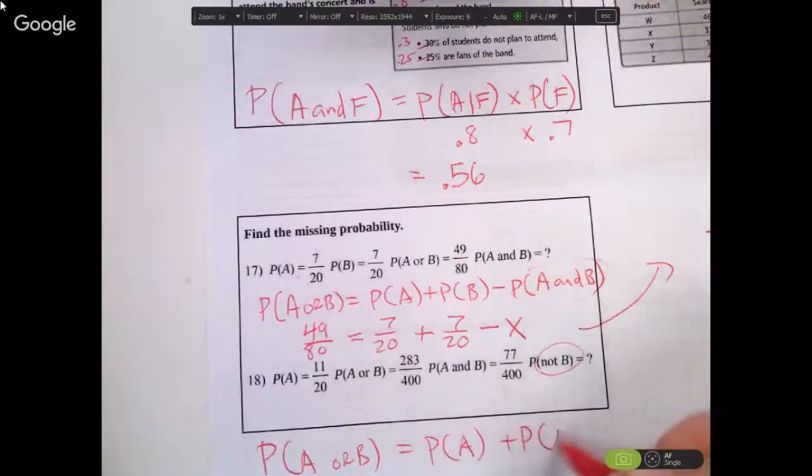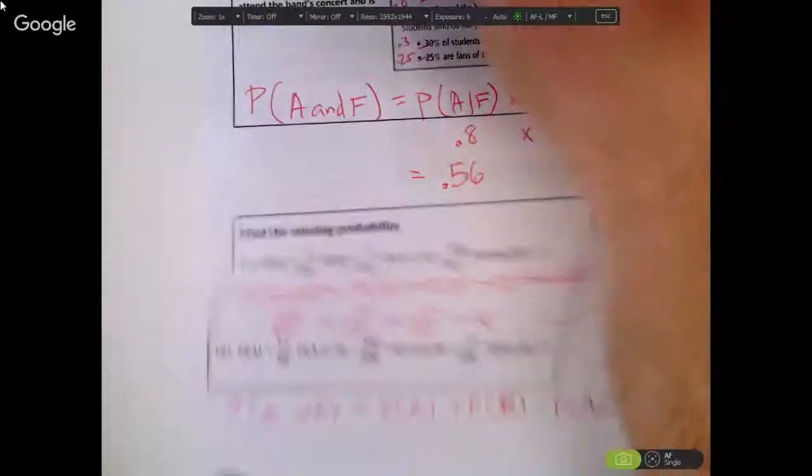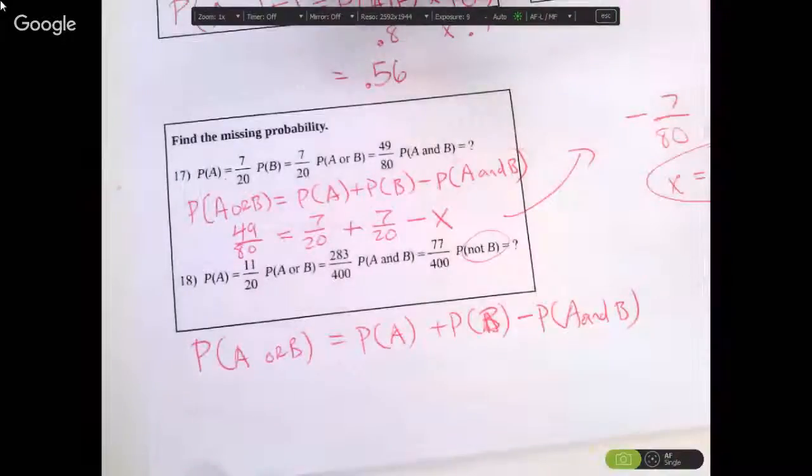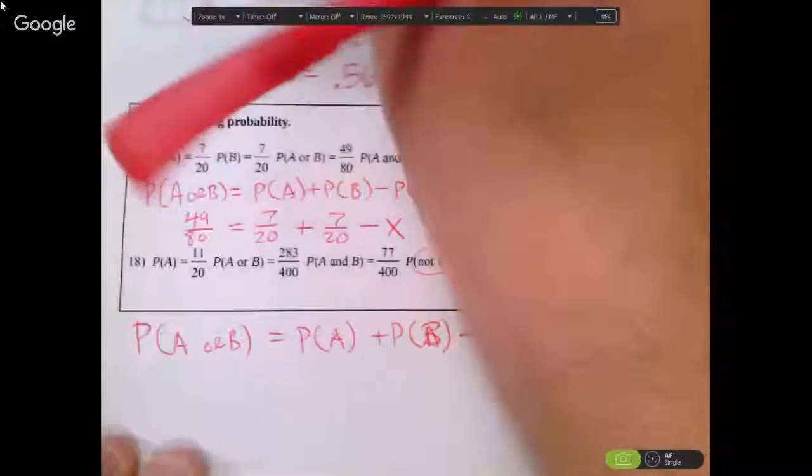What's not B? We'll talk about it in just a second. Isn't the probability of not B happening just the probability of A happening? So 11/20 is? No. No. Just give me a second.